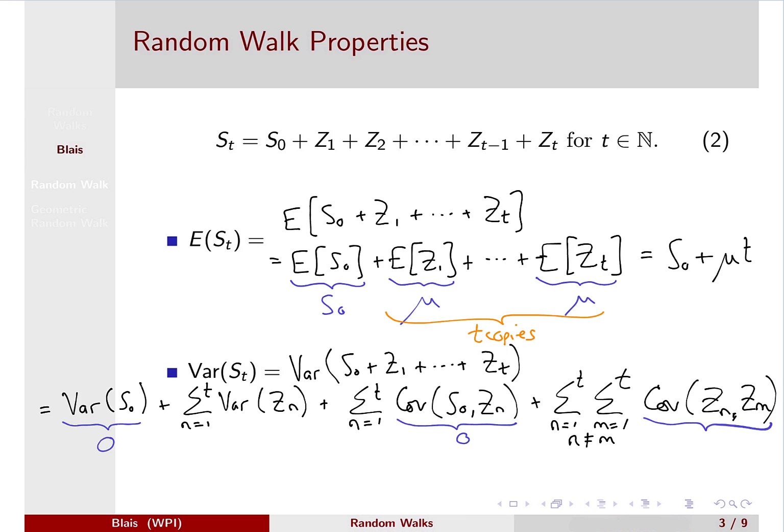And when the n and m indices differ, the covariance between Zn and Zm is 0 because Zn and Zm are independent. We usually use the perpendicular sign for independence in probability theory. And this leaves us with only this term here. So this is the sum, n equals 1 to T. Recall that the Zn's had variance sigma squared. And so this is T copies of sigma squared. And so we have sigma squared T for the variance of our random walk.